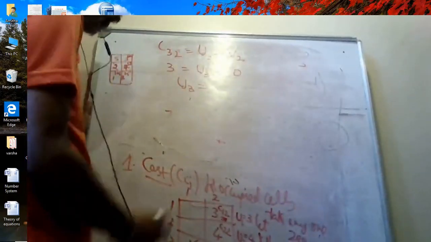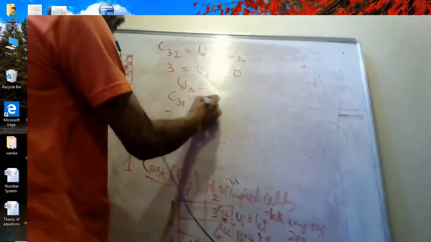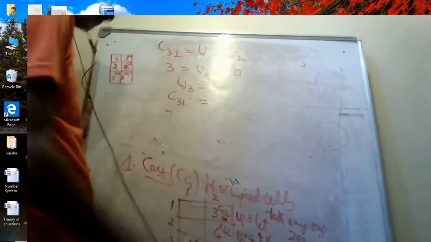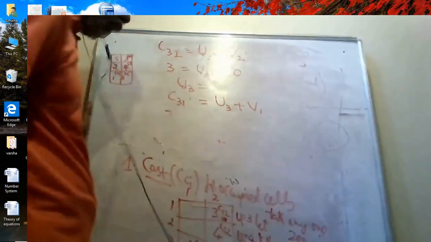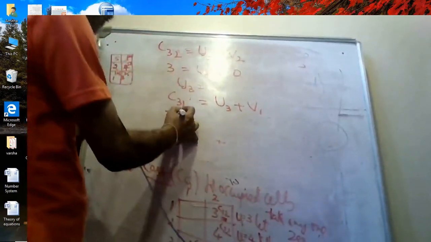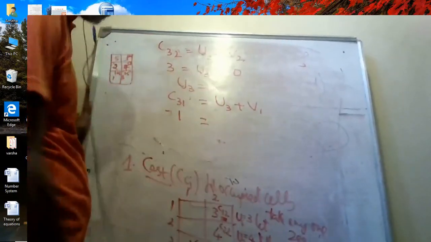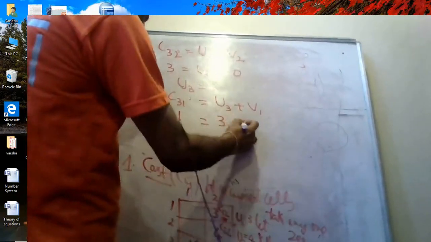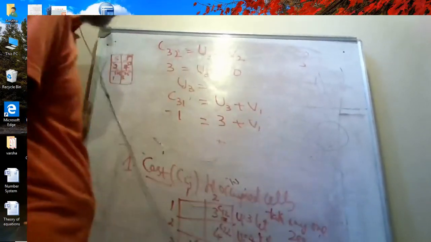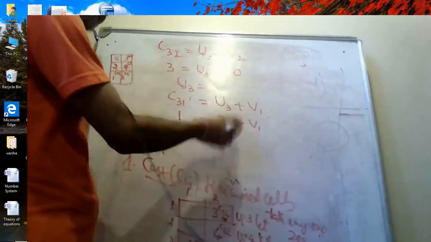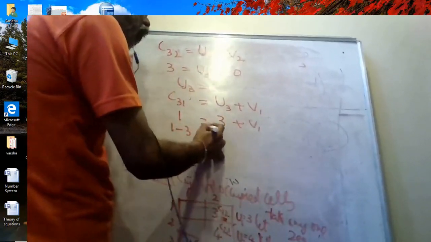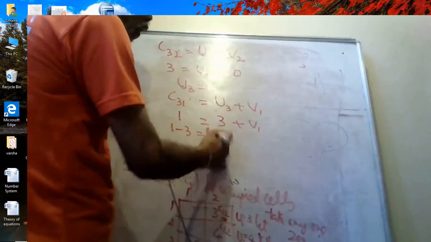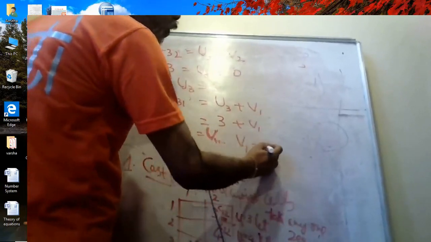Next, last one. C31 is equal to U3 plus V1. So C31 is 1. U3 is 3 plus V1. So 3 will come this side. 1 minus 3 is equal to V1. So V1 is minus 2.